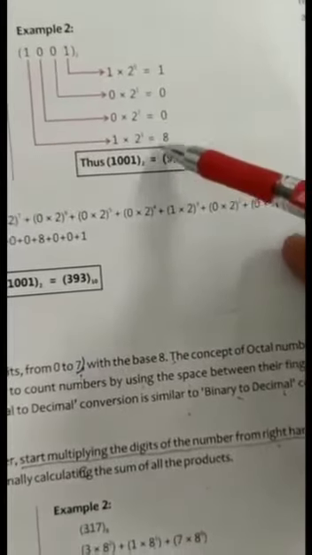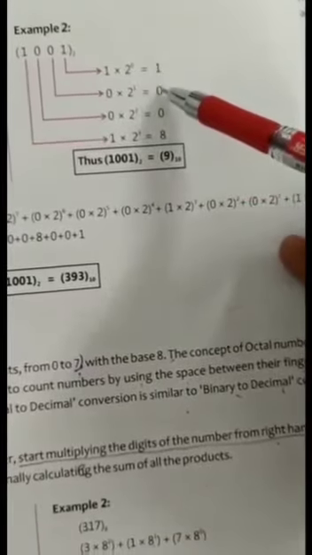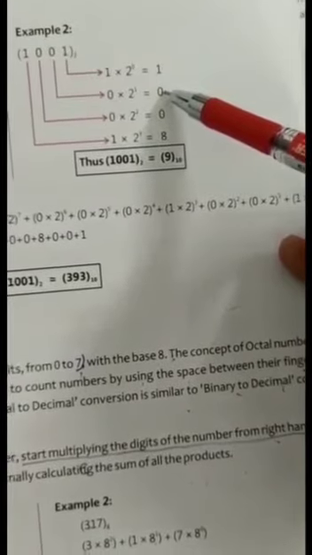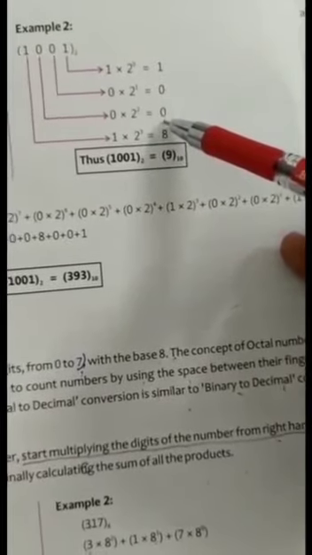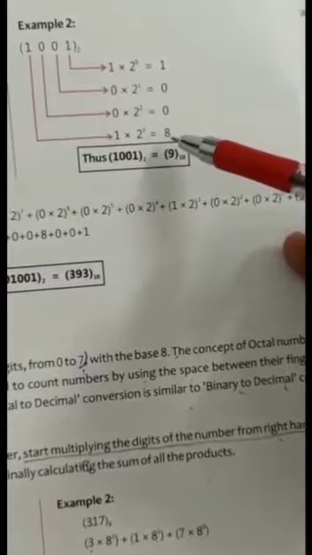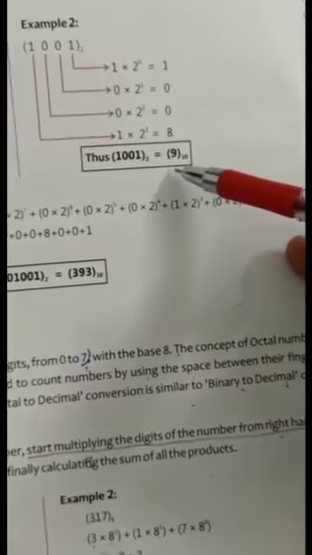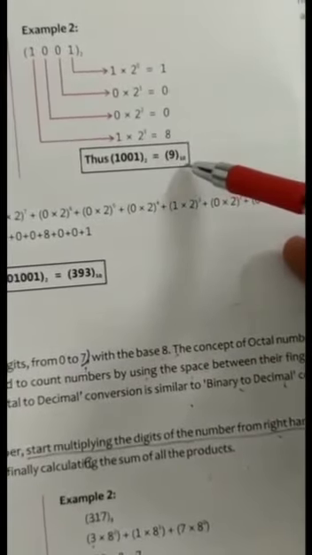Then sum of all the products. 1 plus 0 is equal to 1. 1 plus 0 is equal to 1. 1 plus 8 is equal to 9, and its base will be 10.